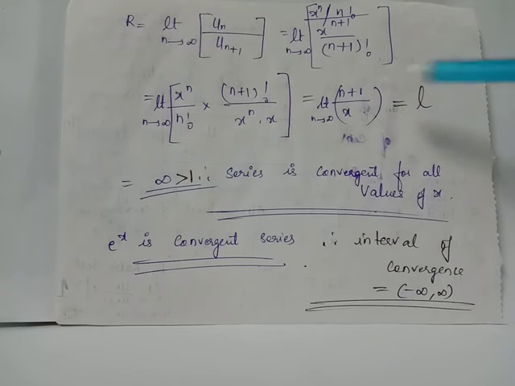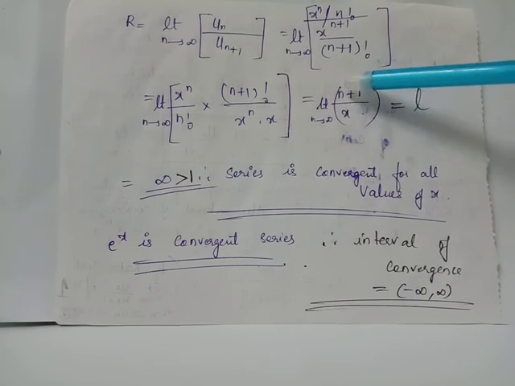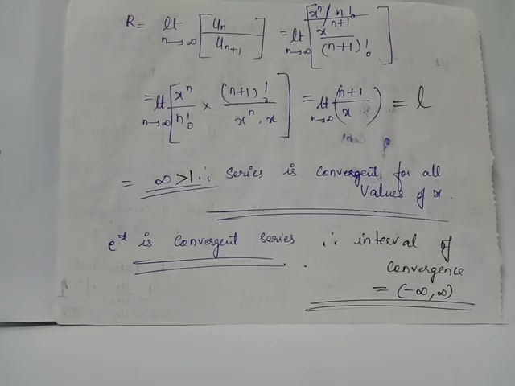Since the term involving n appears as the numerator, when you apply the limit n tends to infinity, this complete value becomes infinity. Since the obtained value of limit is infinity, which is strictly greater than 1, we have the given series e raised to x has radius of convergence equal to infinity. Whenever we have radius of convergence R equals infinity, it would mean that the given infinite series is convergent for all values of x.